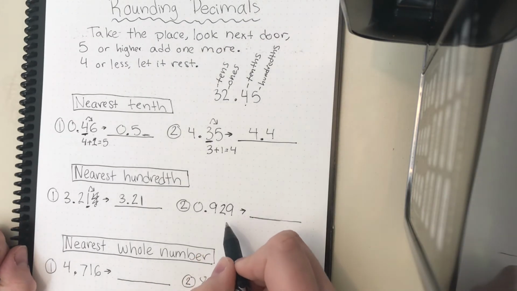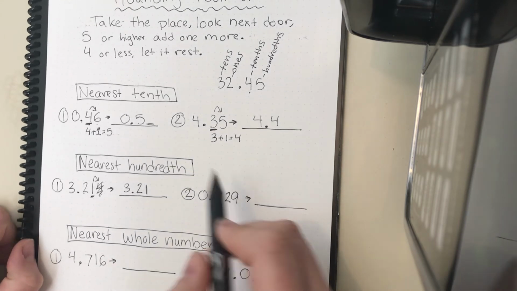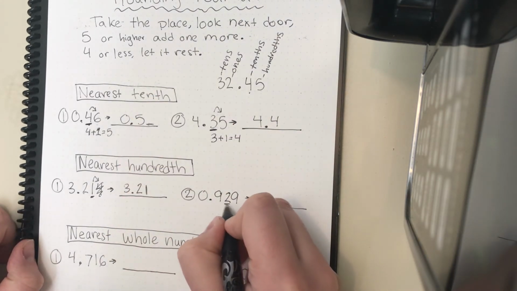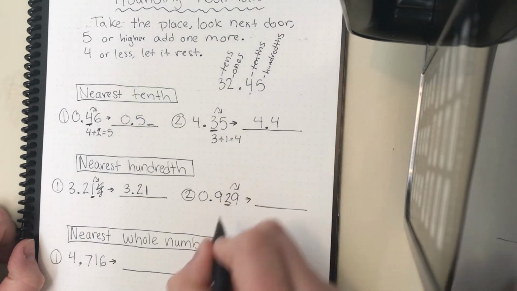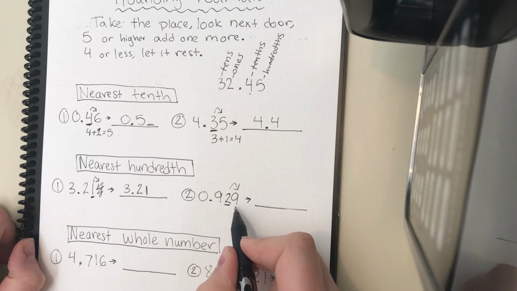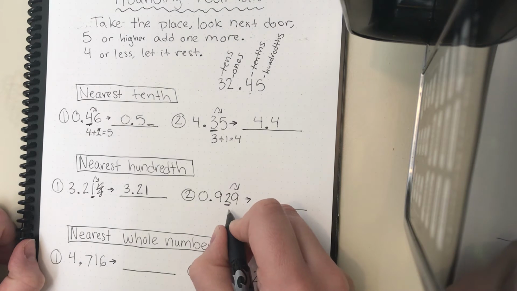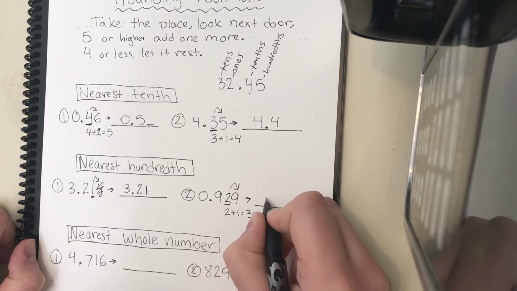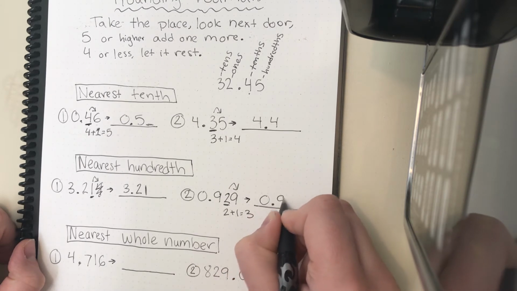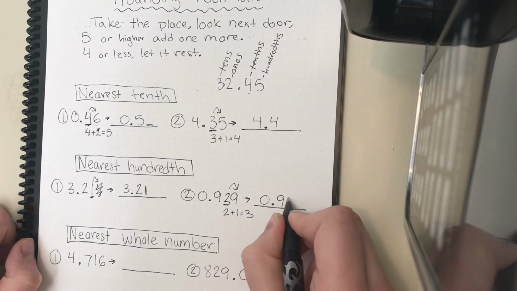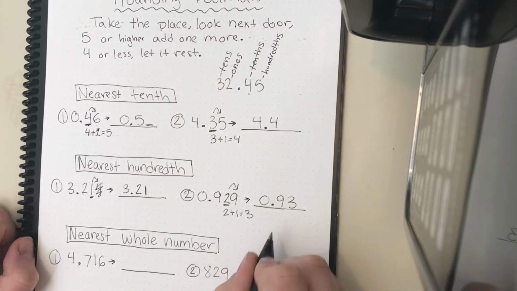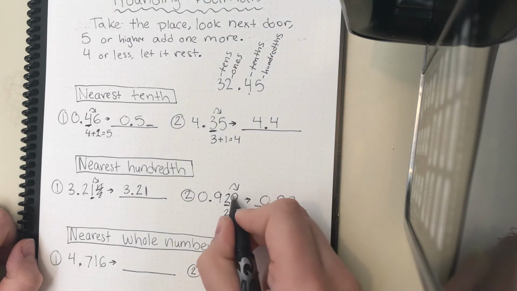Then we've got 929 thousandths. Take the place. We're rounding to the hundredths place. A 2 is in the hundredths place. Look next door. 5 or higher, add 1 more. 4 or less, let it rest. Well, it's 5 or higher because it's 9. That's much higher than 5. So we're going to add 1 more. So 2 plus 1 is 3. So the 0 will stay the same. The 9, which is in the tenths place, will stay the same, and that 2 in the hundredths place is going to turn into a 3. Nothing in the thousandths place. This 9 can go away.